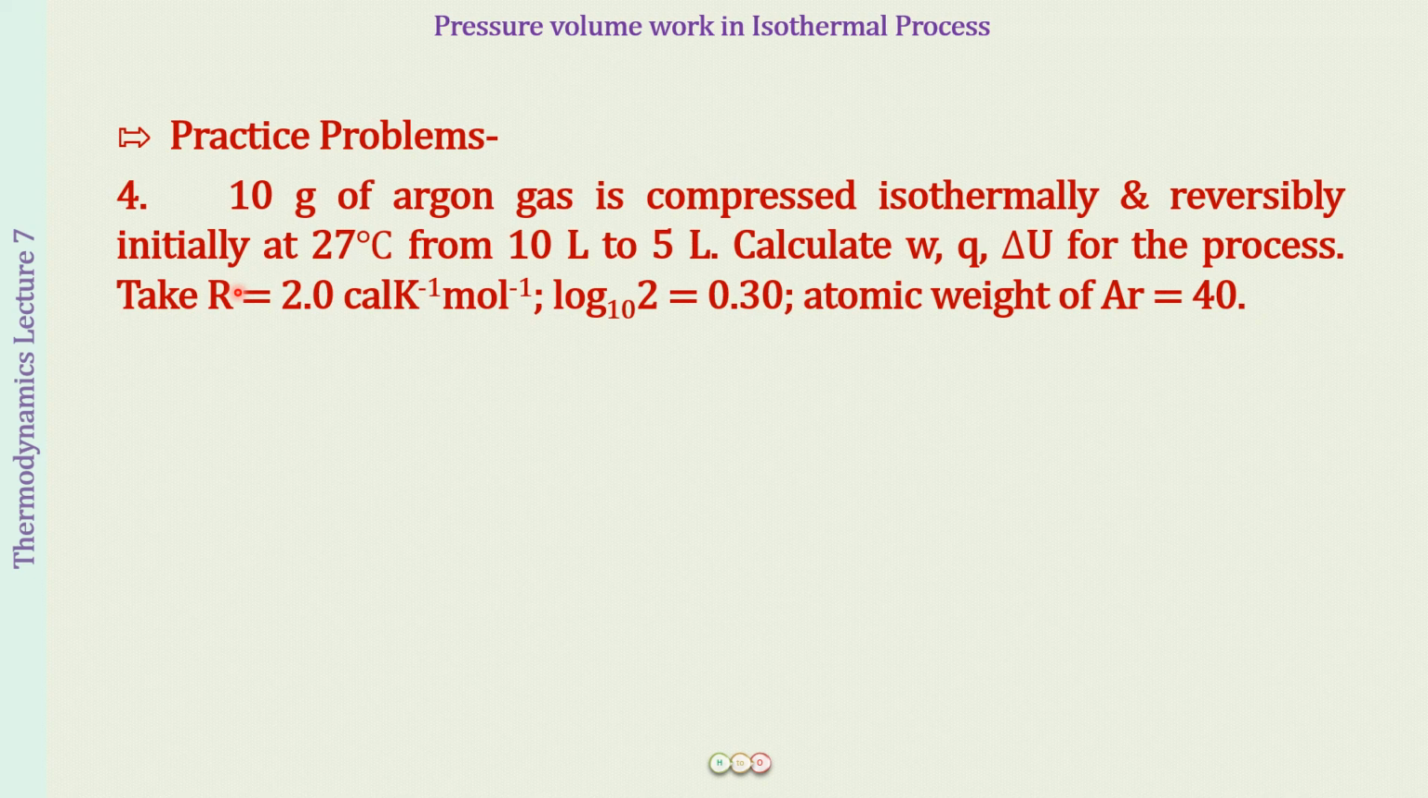Now if the choices for the answer for work done come in joules, then you will have to change the calories into joules. So remember, whatever values you use for R, you will be getting the work done also in that same way only, so that the units are going to be very important. And log 2 to the base 10 is given to be 0.3 and the atomic weight of argon is given to be 40.